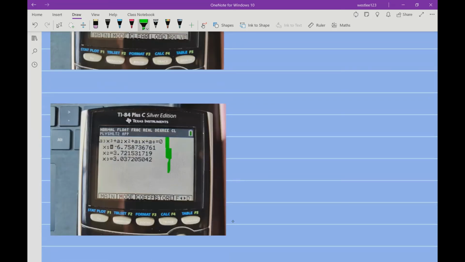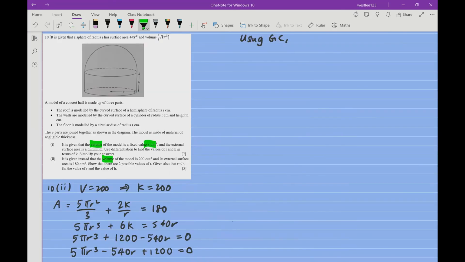All right, so I'm going to put them into my working. Using GC, I have 3 r values. r equals negative 6.7587, 3.7215, 3.0378. I will reject the first answer because radius is a physical quantity. It cannot be negative. So out of 3, I'm left with 2 possible answers. Now let's check which one of the 2 we will be keeping.